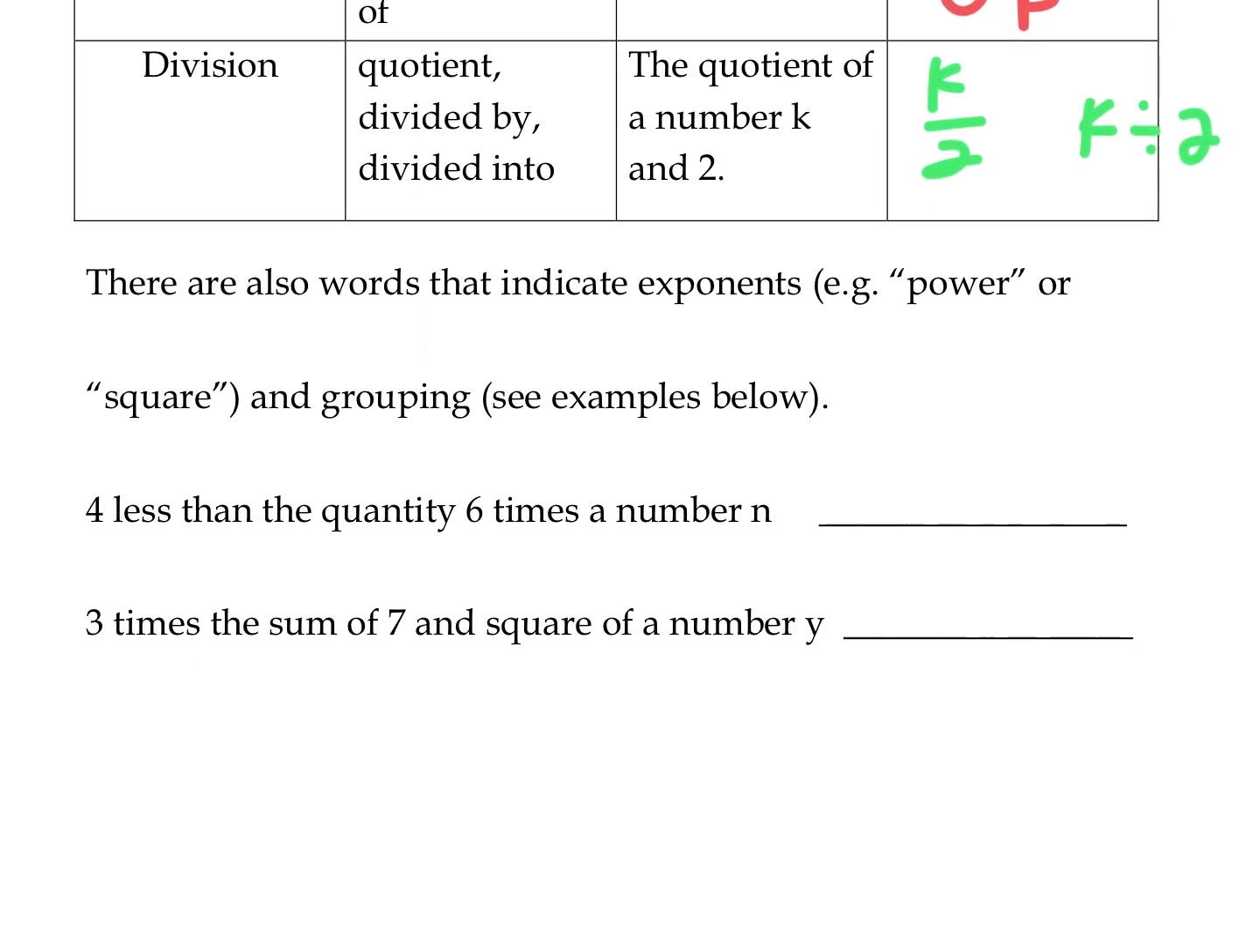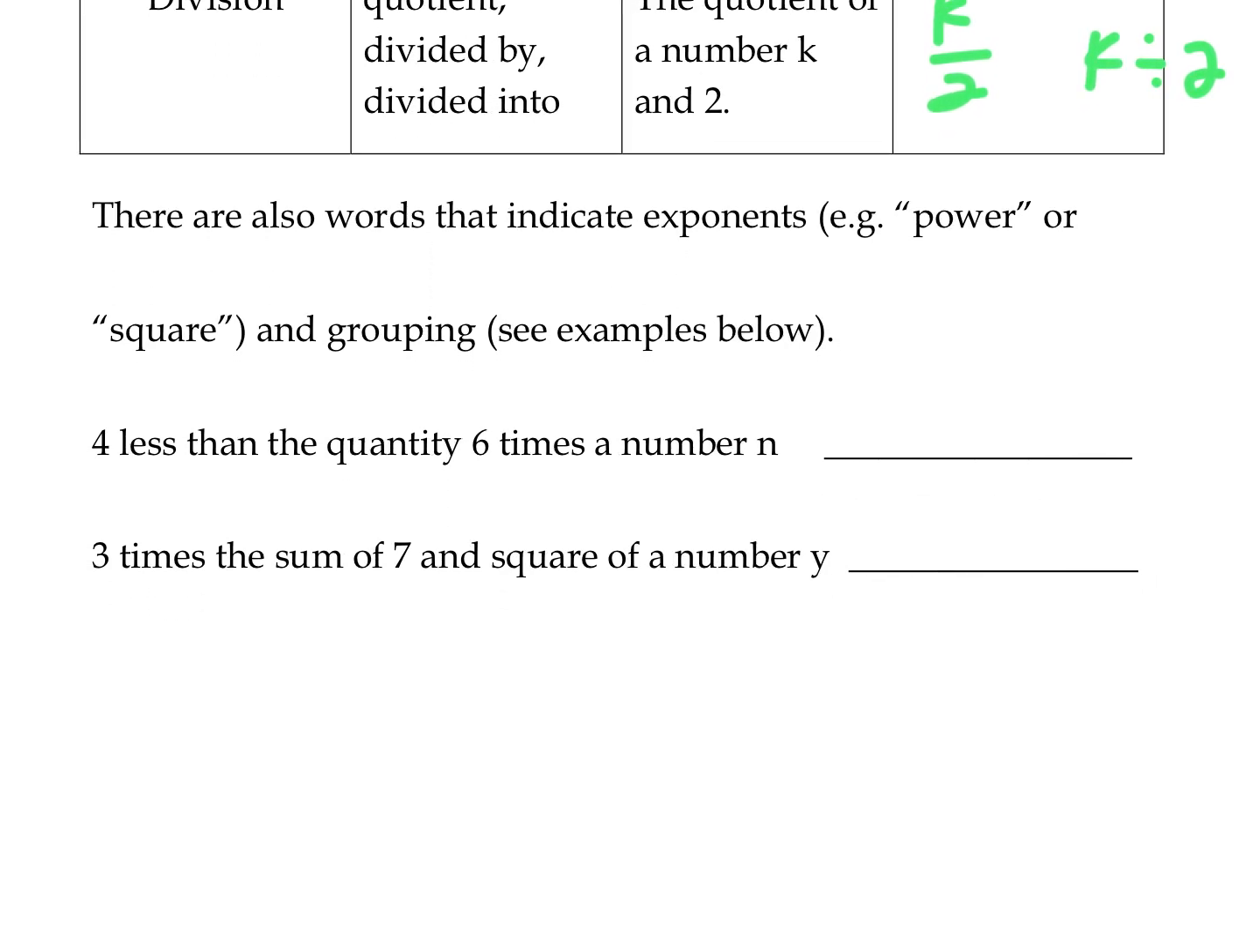Let's look at how we can indicate exponents and grouping symbols, which are part of our order of operations we're going to see in different instances. So there are words that indicate exponents like power and square, and indicating grouping that we're going to see below. So 4 less than the quantity 6 times the number n. So that means we're going to take 4 away from 6n. The quantity 6n and then minus 4.